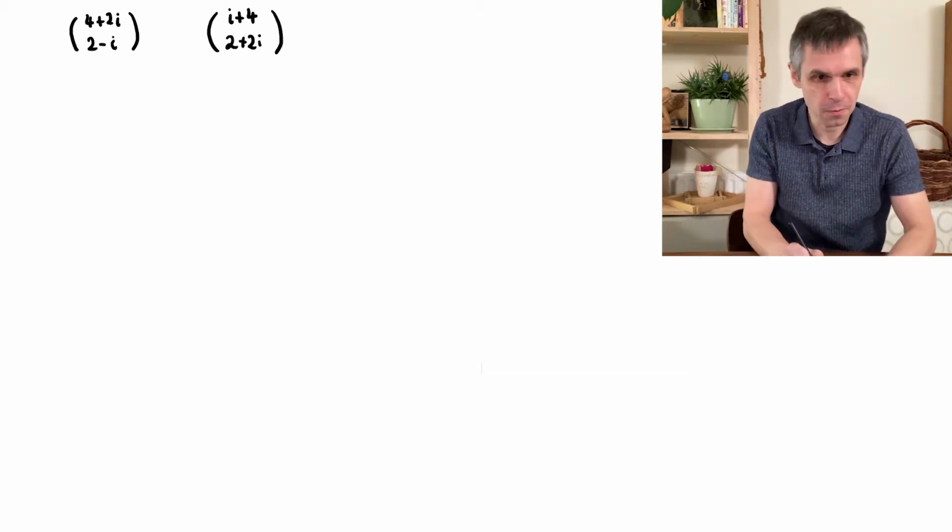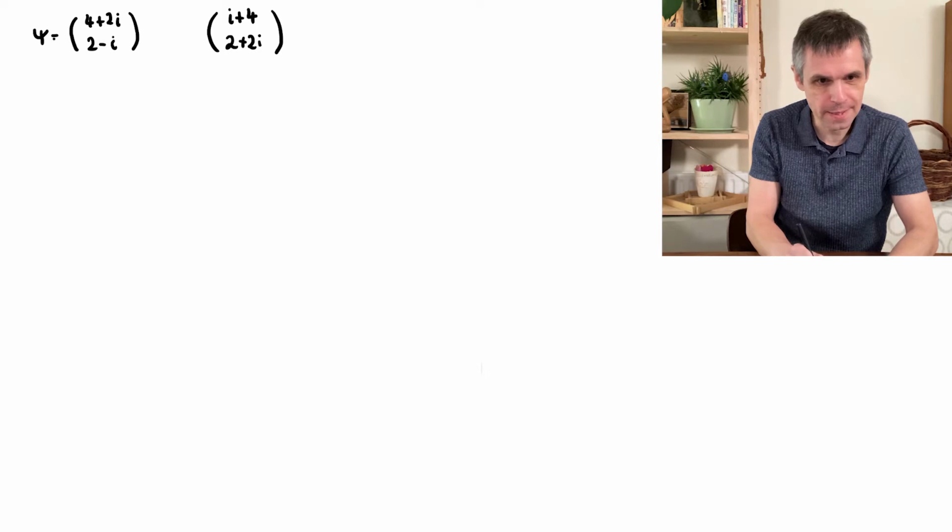Next, let us look at complex vectors, and there it is completely enough to look at vectors with just two components, such as these ones here. And now I'm going to denote them with Greek letters. Let's call them psi and phi.